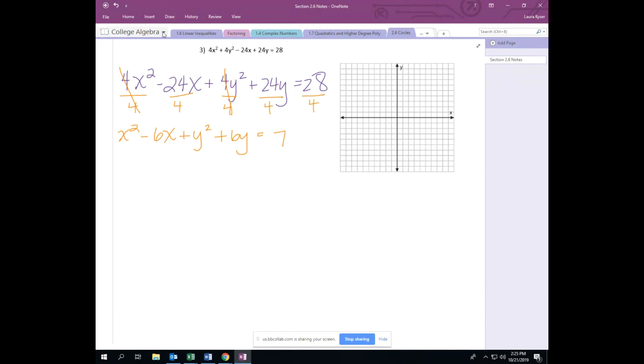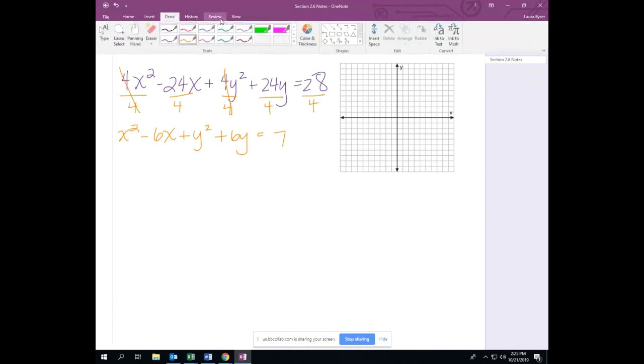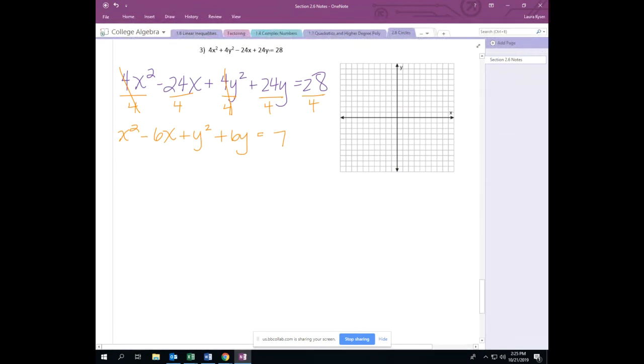Now, according to standard form, we should have parentheses that contain our x stuff and parentheses that contain our y stuff. So I'm going to go ahead and separate the x's and y's over here with parentheses. And when I do that, I'm going to leave myself a space in both of them that I will take up in a moment whenever I do my completing the square.